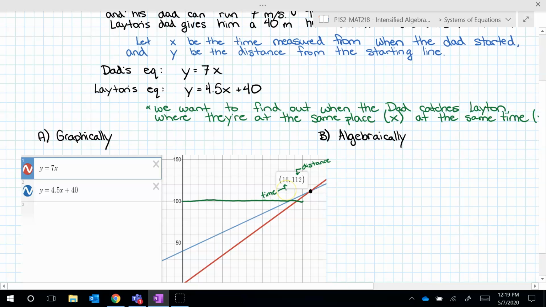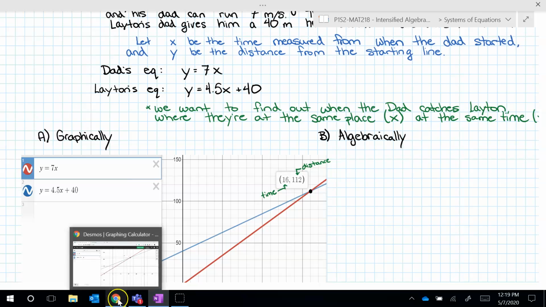And so I could find that, right, if I wanted to take a look. I know that the kid's going to win this race because the dad was behind the whole time, right? Was further down on that y-axis the entire time until after they hit 100 meters, right? So the kid wins this race.